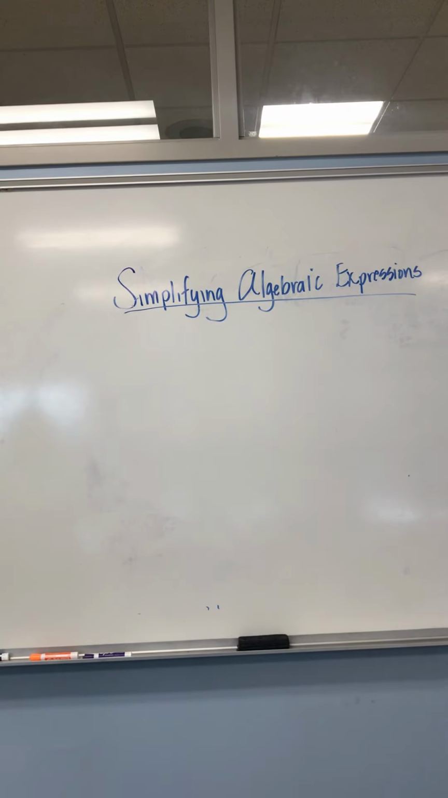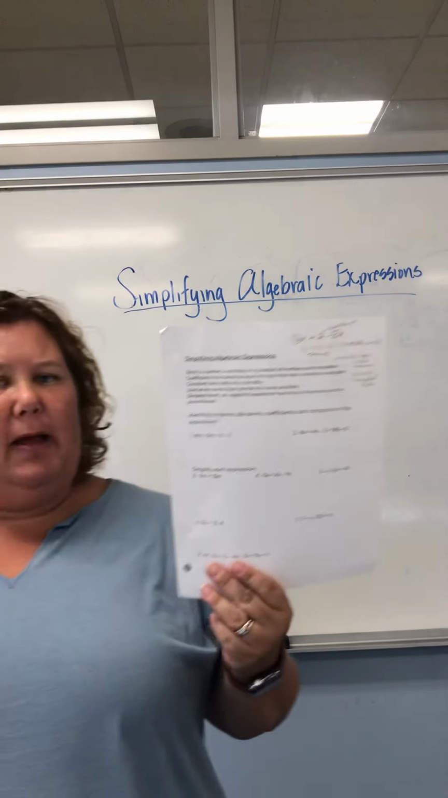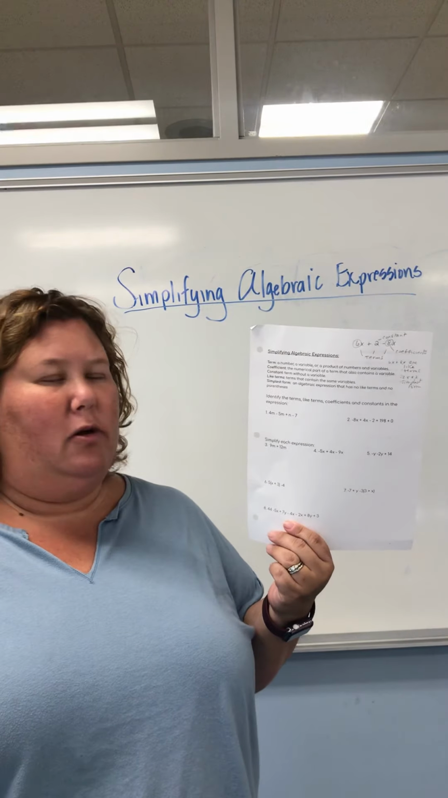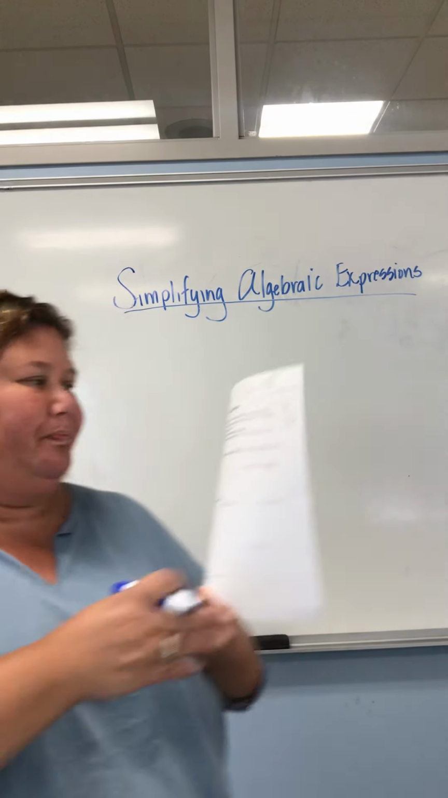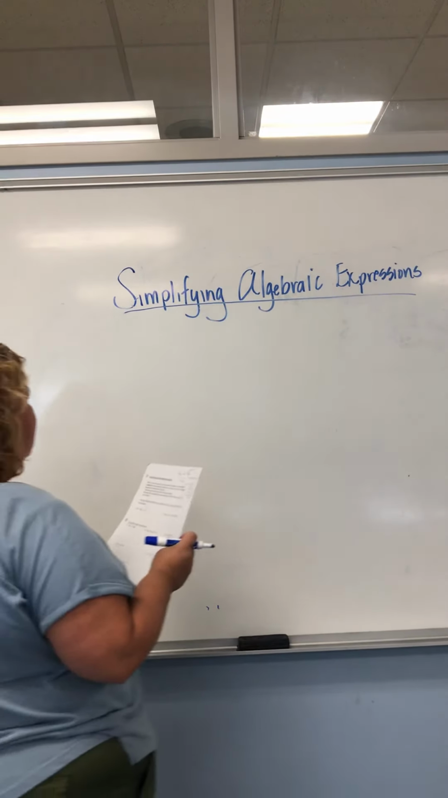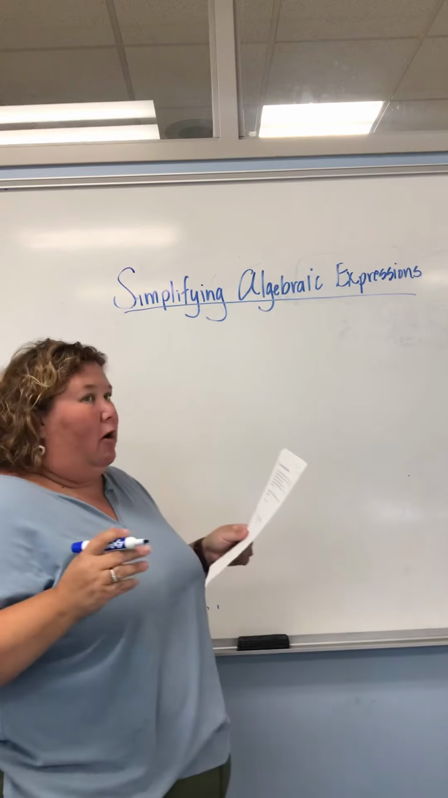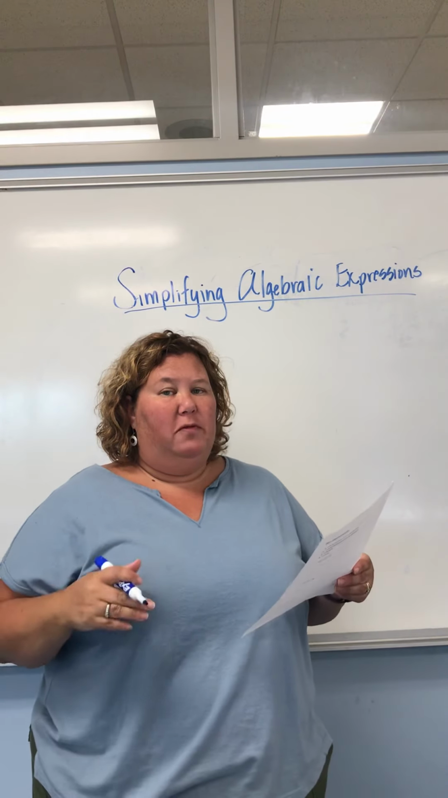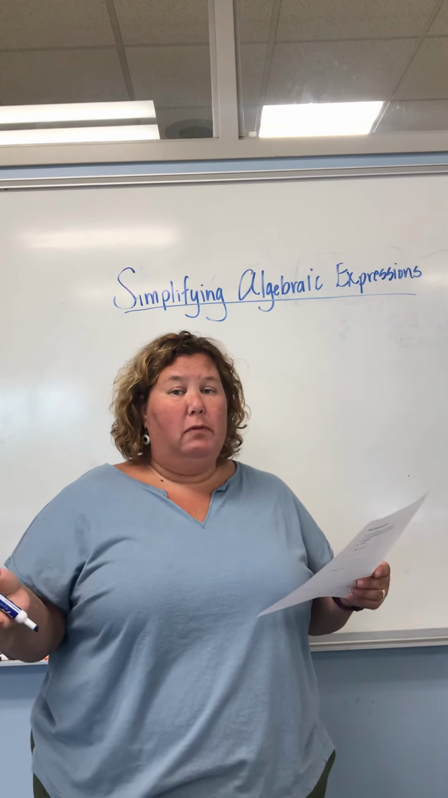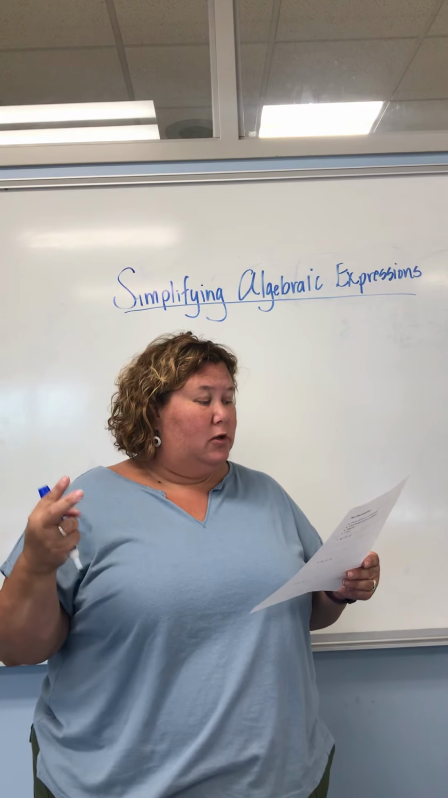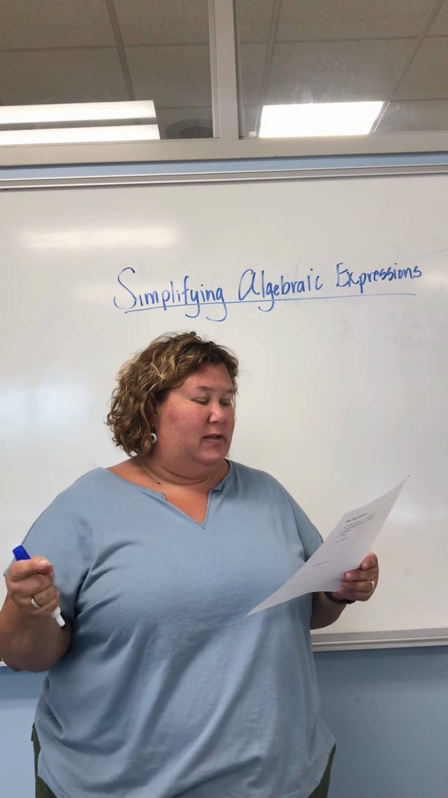All right, now we're going to talk about simplifying algebraic expressions. I'm using a paper like this that's found in your notebook or in that pack of notes that I sent home. There are some vocab terms that you need to be familiar with. This should be a review. You should know what a term is, coefficient, constant, like terms, and simplest form.